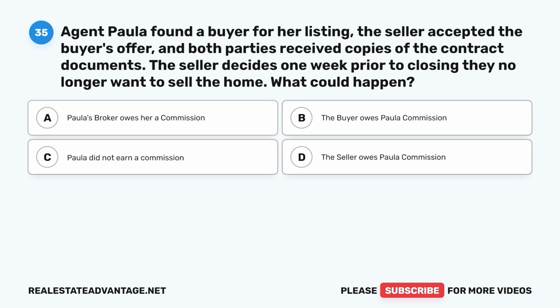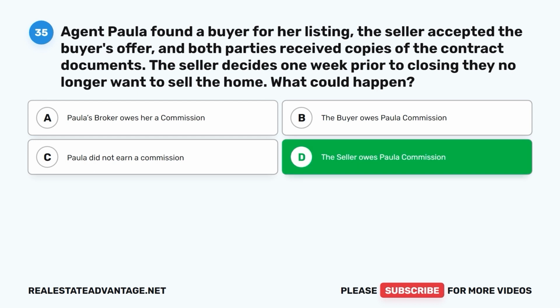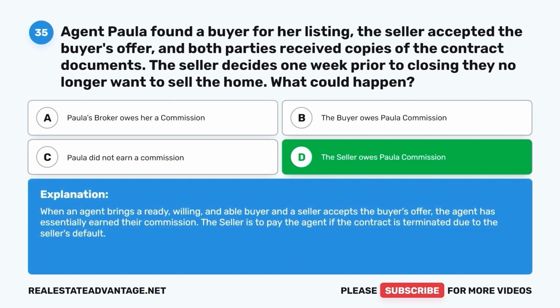The correct answer is D. The seller owes Paula commission. When an agent brings a ready, willing, and able buyer and a seller accepts the buyer's offer, the agent has essentially earned their commission. The seller is to pay the agent if the contract is terminated due to the seller's default.